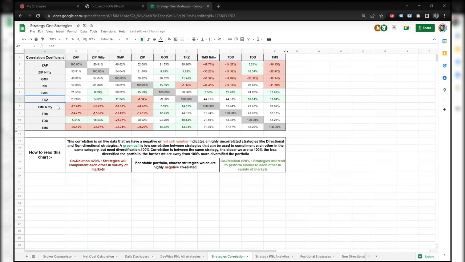TKZ is also semi-directional, but it is much more aggressive. And you can see the correlation between TKZ and TDD and TMS is very, very low, which basically shows you that it will make money on days when TMS and TDD might not make money. Okay. So that's how the strategy is.